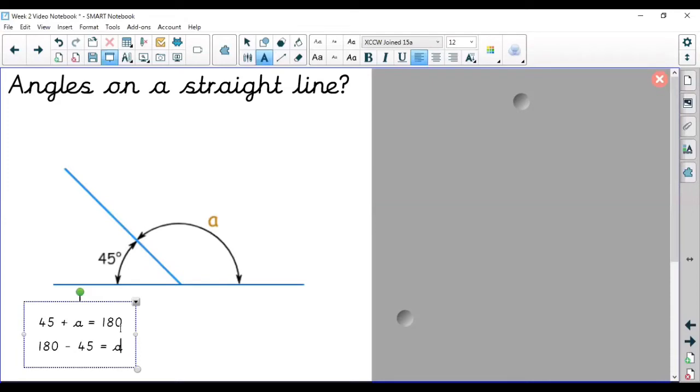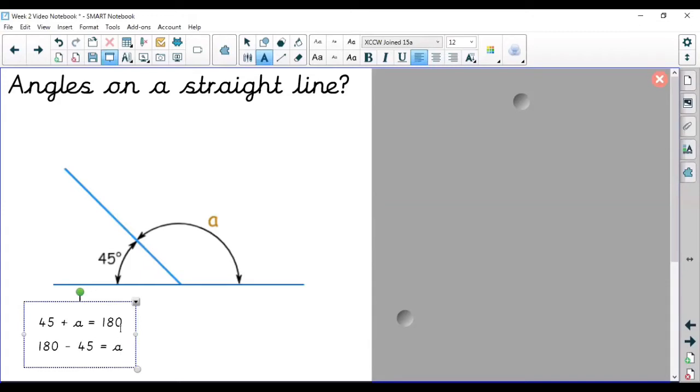Should be able to do that in my head. If you can't do that in your head, then you can use column subtraction. So I know I'm going to break 45 down into, I'm just going to make it 40. I know that half of 80 is 40, so I've got 140. Subtract another 5 that I haven't included yet, which is 135.